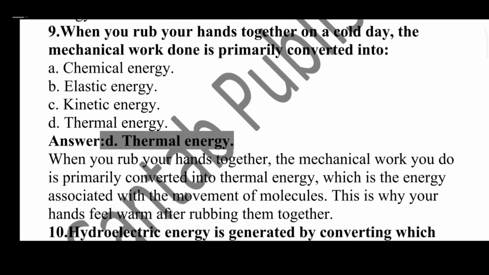Question number 9. When you rub your hands together on a cold day, the mechanical work done is primarily converted into: option A, chemical energy; option B, elastic energy; option C, kinetic energy; and option D, thermal energy. So the correct option is D, thermal energy.